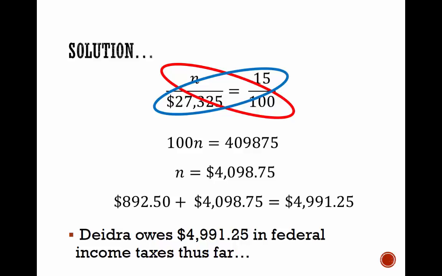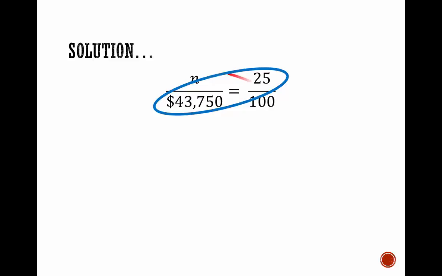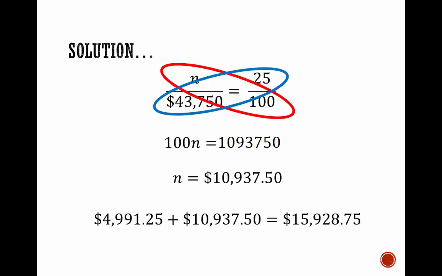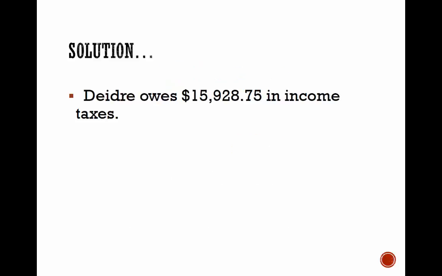Taxable income from $36,250 up to $87,850 will be taxed at 25%. However, Deidre only has a taxable income of $80,000. So $80,000 minus $36,250 leaves me $43,750 to be taxed at 25%. Again, we're going to set up a proportion, solve this by cross multiplying, and we see that Deidre owes in this tax bracket $10,937.50. Altogether then, Deidre owes $15,928.75 in income taxes for the year.